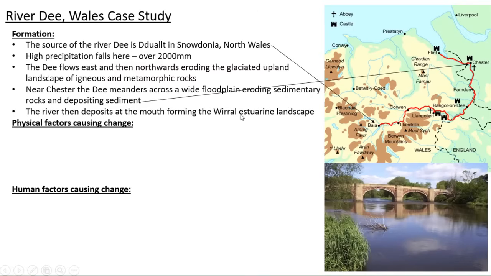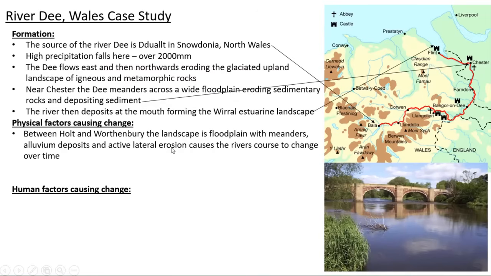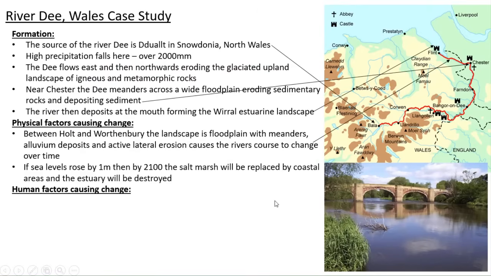The river then deposits at the mouth, forming the Wirral estuarine landscape. So up here, this is where you've got an estuary, so lots of sediment being deposited out to sea here. Now between Holt and Worthenbury, the landscape is floodplain, and there's lots of lateral erosion causing the course to change quite a lot over time, but there's lots of alluvium as well, so this is very rich agricultural land. If the sea levels rose by 1 metre, then by 2100, quite a while away, the salt marsh, which is here near Flint, would be replaced by coastal areas, and this estuary would actually all be gone. So that's something that's causing it to change maybe in the future.